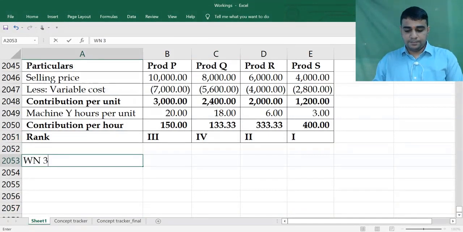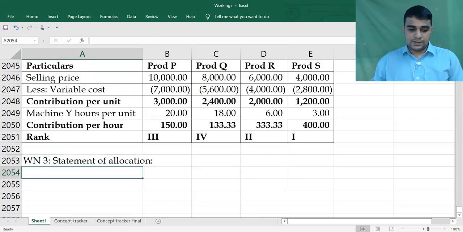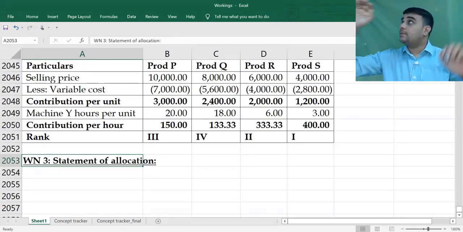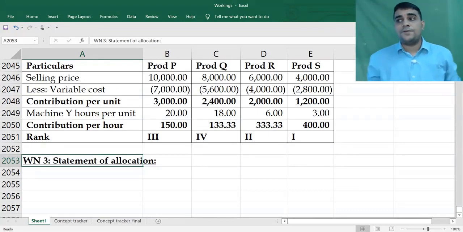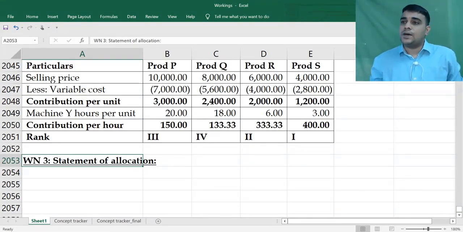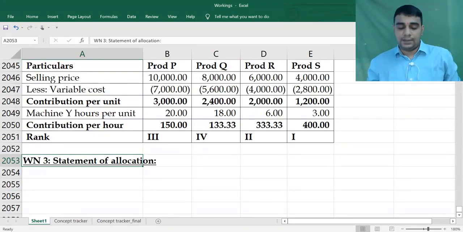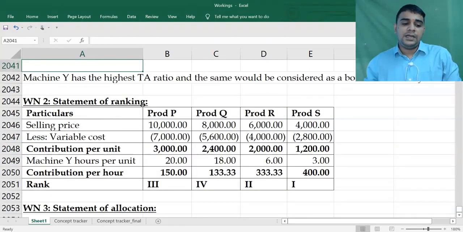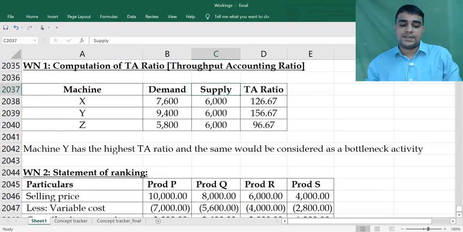Working note 3, statement of allocation. Statement of allocation, some changes will be there. When we did marginal costing, all problems had only one limiting factor. Here technically I have multiple limiting factors. So when I do my allocation, I have to keep in mind that none of the department utilization exceeds 6,000.